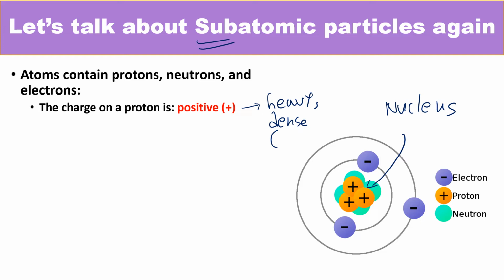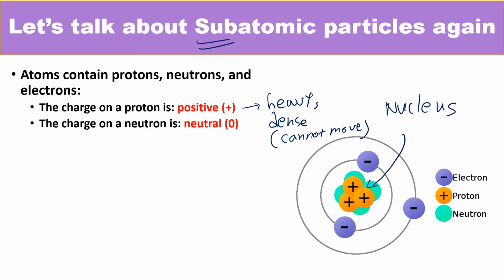And the biggest thing is, it cannot move. The second type is called the neutron. Neutrons are the ones you can see over here. It's the one that has zero charge. It doesn't have a positive property or a negative property. It also can be found at the center of the atom, aka the nucleus.